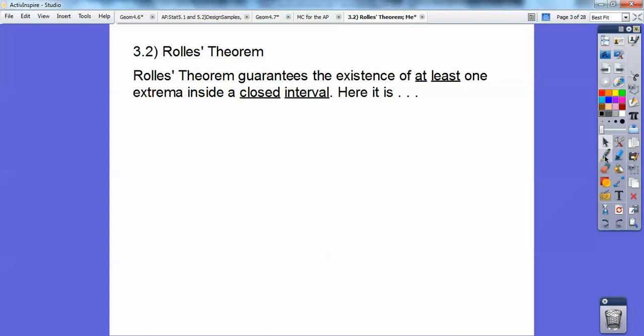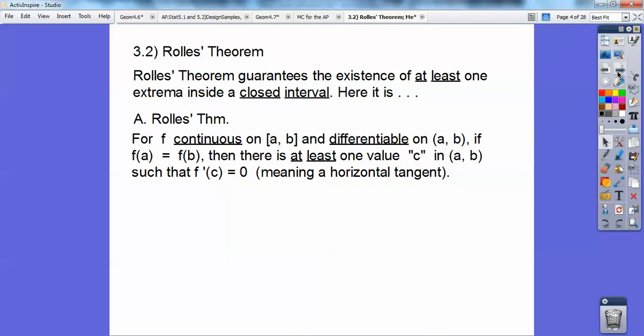Here's Rolle's Theorem. Rolle's Theorem guarantees the existence of at least one extrema inside a closed interval. All right, and here's how it goes. For f being continuous on the closed interval [a, b] and differentiable on the open interval (a, b), as long as f of a equals f of b, then there's at least one c value in the interval such that f prime of c equals 0. Okay, remember this is the derivative.